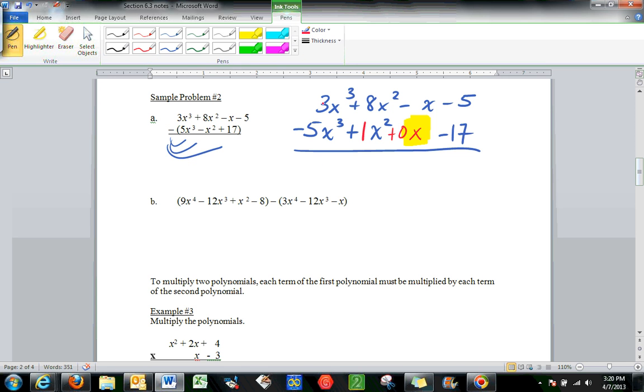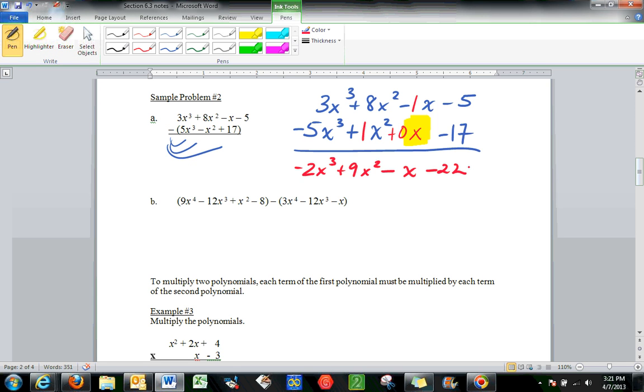And now I'm going to combine like terms. 3 and negative 5 is negative 2x to the third. Positive 8 and positive 1 is a positive 9x squared. We have a negative 1x and a positive 0x, so that's going to give us a negative 1x. And then that's going to give us negative 22. Okay, so that's a stacked method or vertical method.